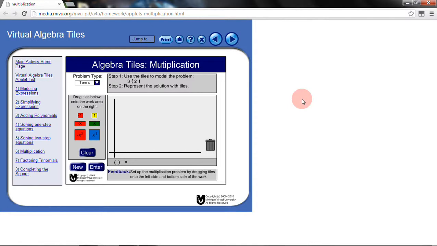So to start out with, let me just show you here on the left the tiles that we'll be working with. The negatives are in red. We have a single unit, negative single unit, a negative x, and a negative x squared. And then here on the right, a single unit, positive 1, positive x, and positive x squared. When you're setting up your algebra tiles, it's just like you would if they were the paper versions. Here on the left, you set one term, and on the bottom you set the second term.